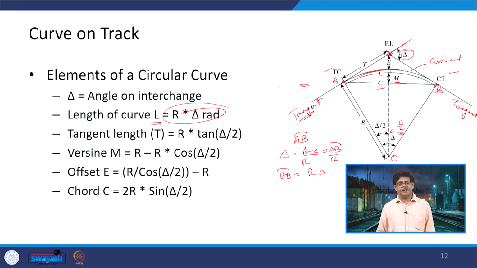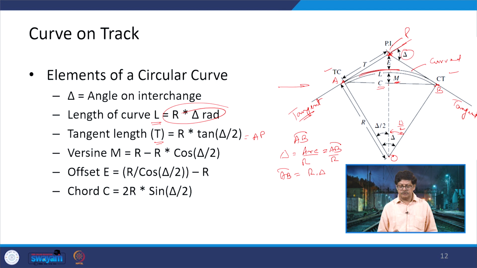So, this is in radians. You can convert it into degrees. You can use the property again, how it can be converted. Depending on this angle, you take say 360 degrees, or you are talking about 180 degrees, you can change it. Tangent length T. Now, the tangent length T here, if say this is a point P, is nothing but this AP.